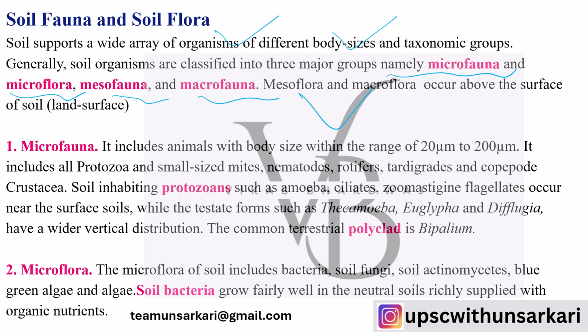Let's first see what is microfauna. Microfauna means 20 micrometer to 200 micrometer. Very small sized. Protozoa, small sized mites, nematodes, and other kind of very small amoeba, ciliates, and flagellates, they occur near the surface soils. And you can say they are having a very range vertical distribution. Microflora includes bacteria, soil fungi, soil actinomycetes, blue-green algae, and they are growing fairly well in neutral soils, which is richly supplied with organic nutrients.